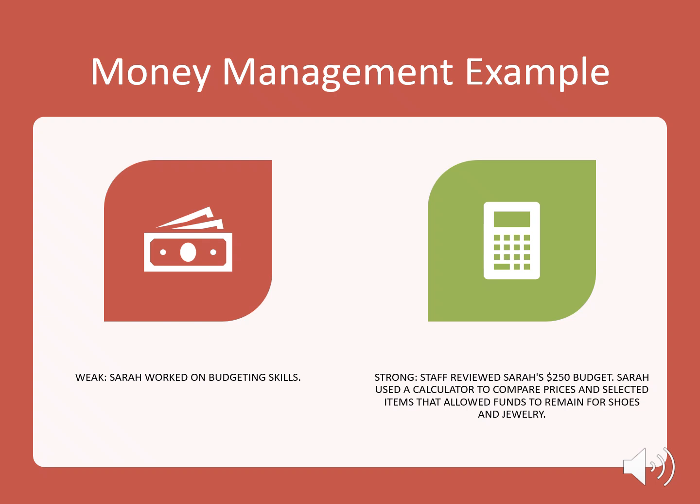Strong: staff reviewed Sarah's $250 budget. Sarah used a calculator to compare prices and selected items that allowed funds to remain for shoes and jewelry.